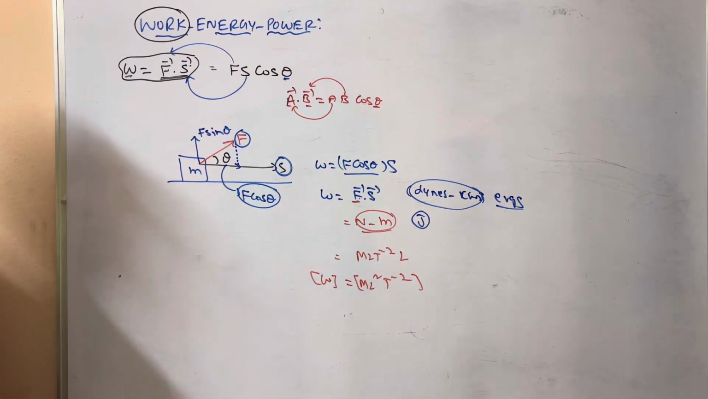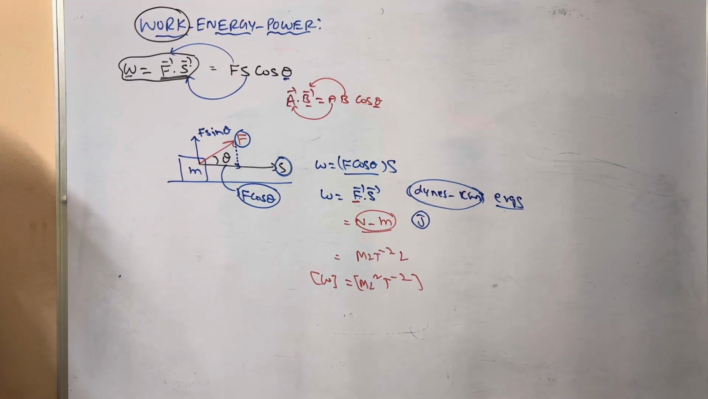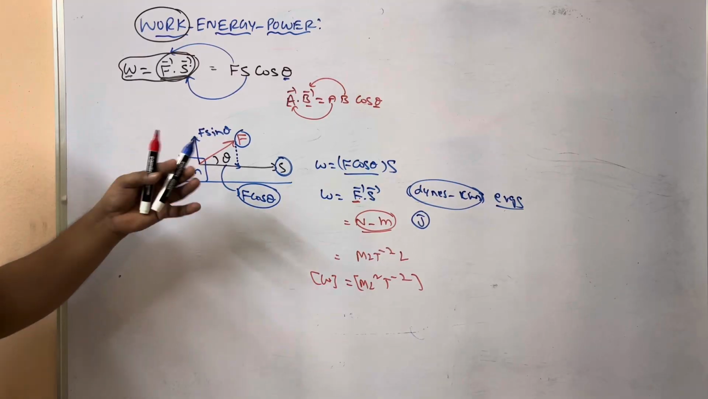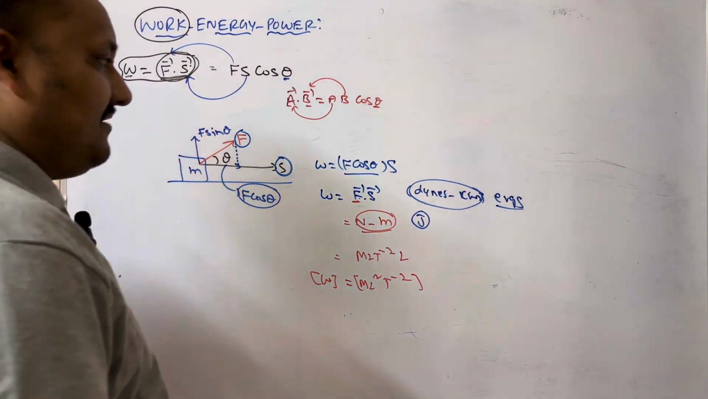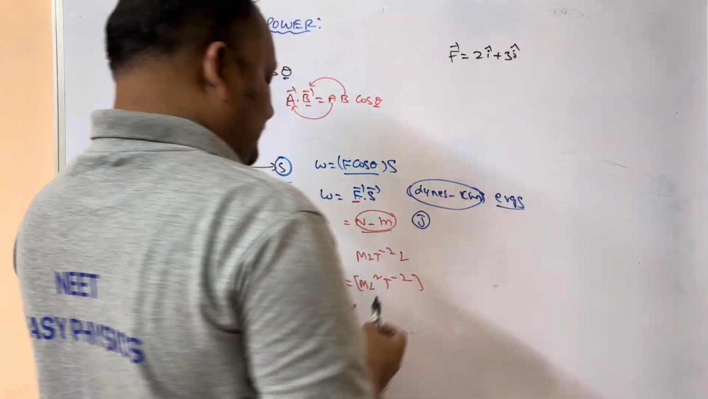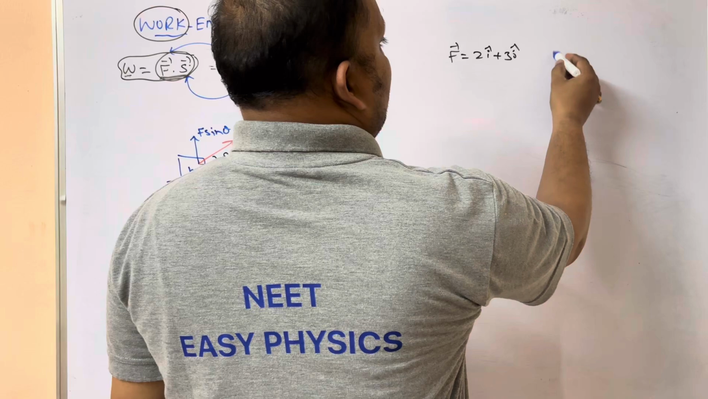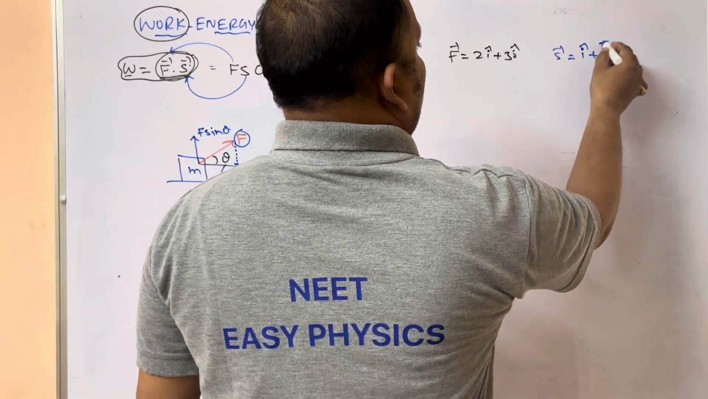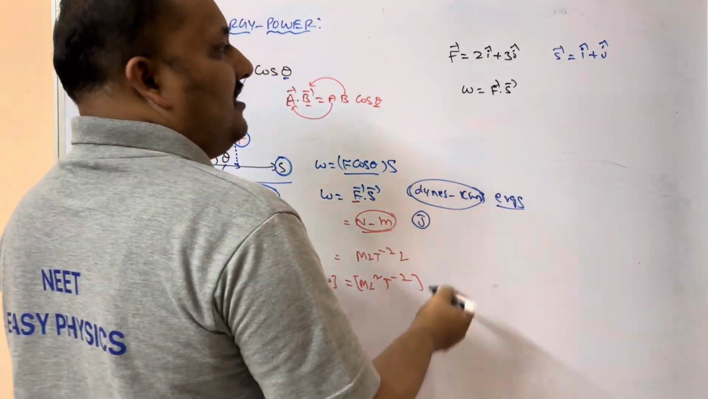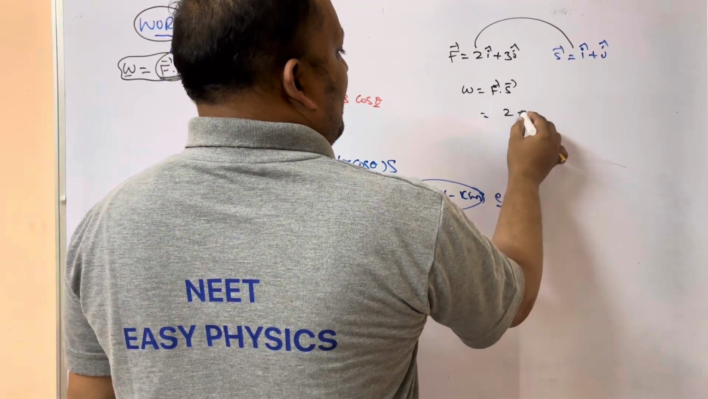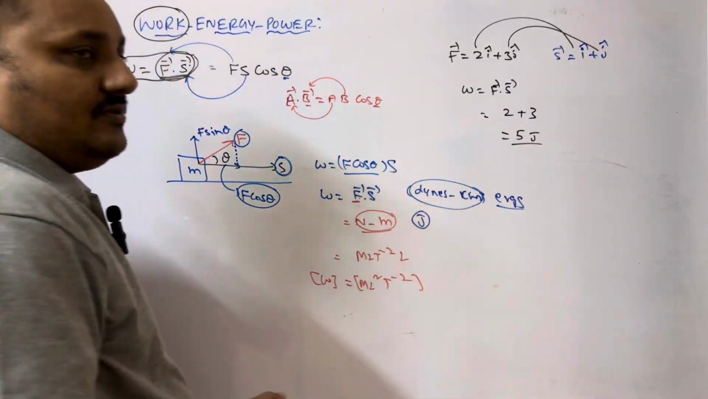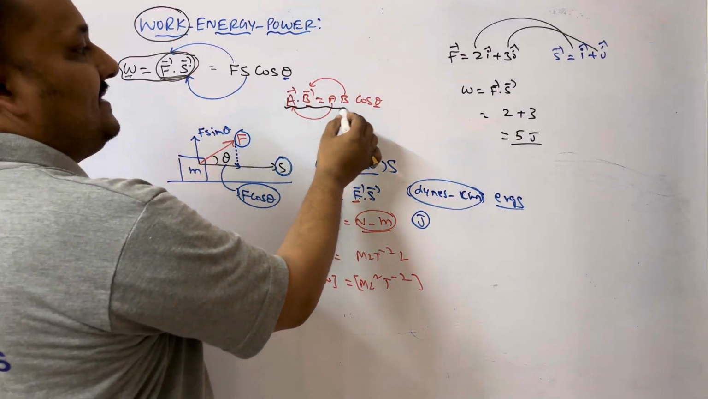So that is the definition of work done, F bar dot S bar. How will they ask questions on this? We are going to see. Once we know this equation, they may ask questions on force and displacement. They will give two vectors. F bar is equal to 2i cap plus 3j cap. This force is displacing an object by i cap plus j cap. Then what is the work done? Work done is equal to F bar dot S bar. So 2 into 1 plus 3 into 1, that is 5 joules.